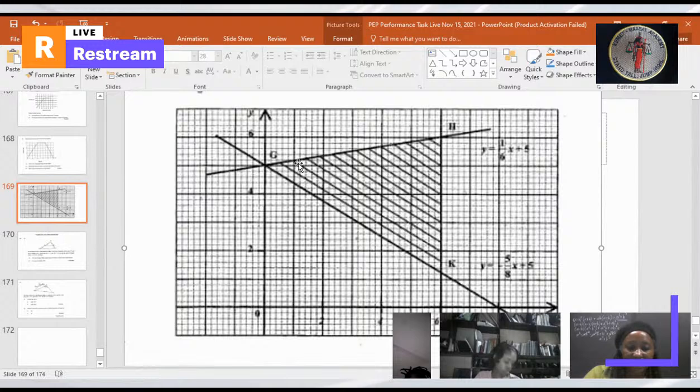All right, how about this line? y equals 1/6 x plus 5.